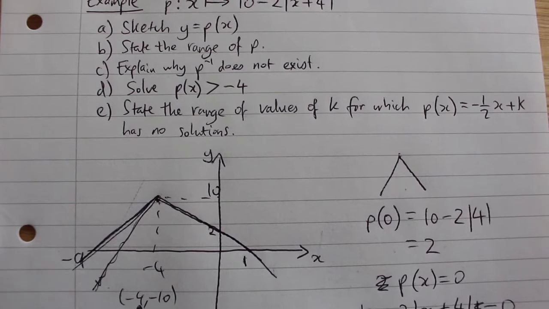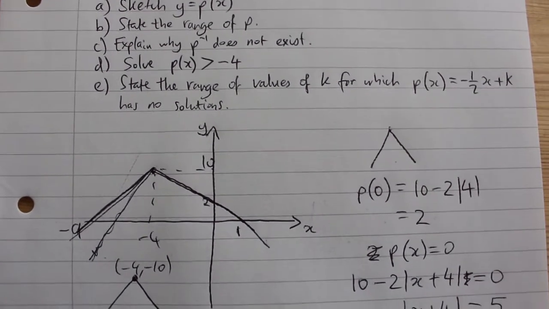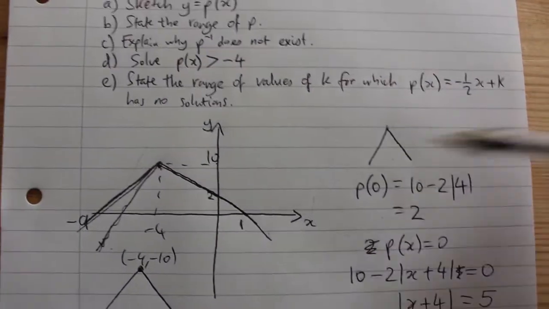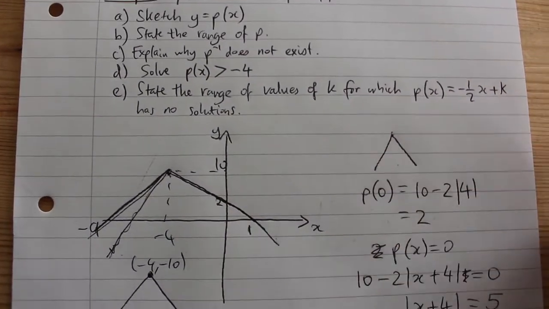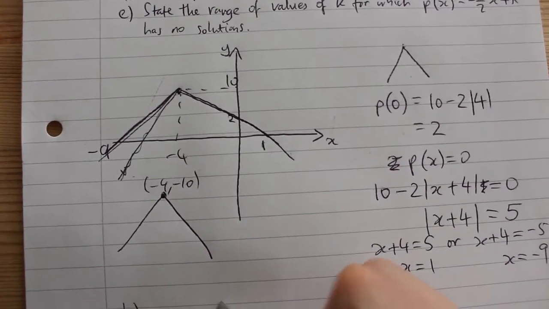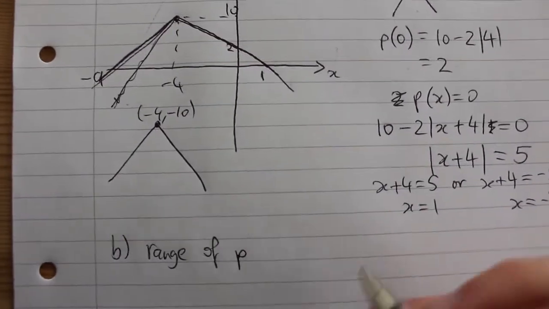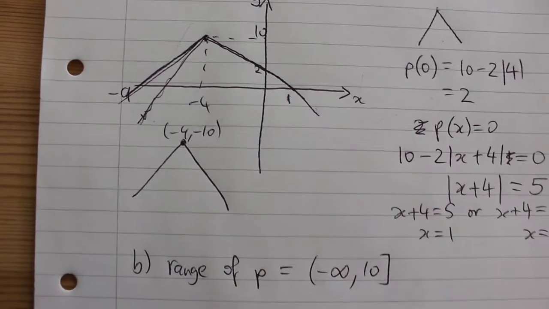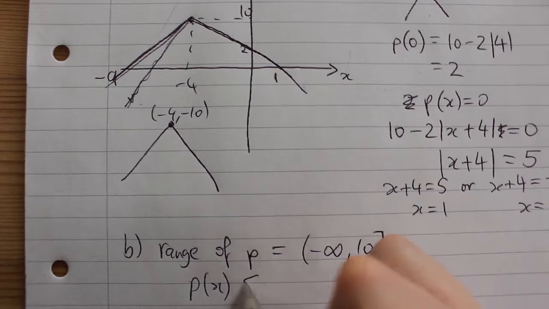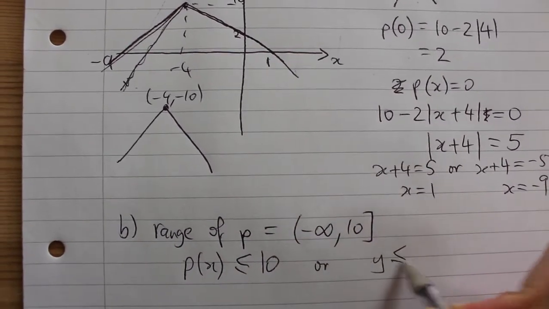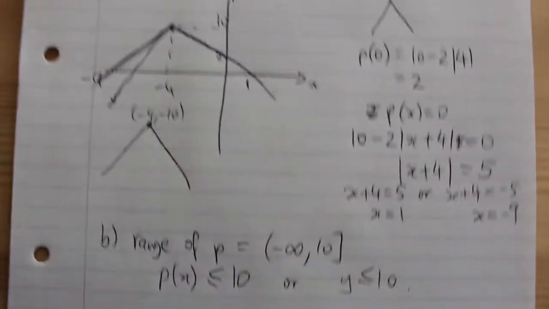Part B, state the range of p. Well, we can see that the possible y values on the graph are anything less than or equal to 10. So the range of p is going to be the interval minus infinity to 10, including 10, or instead, if you prefer, you can write p of x is less than or equal to 10, or y is less than or equal to 10.